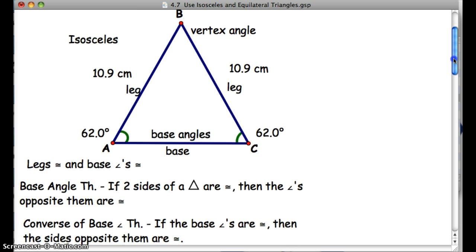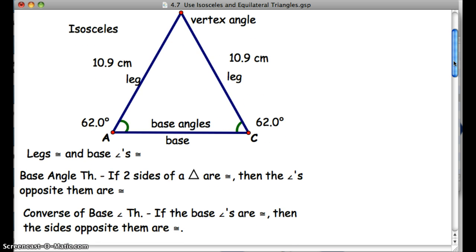Now, the isosceles triangle gives birth to two more theorems. The first theorem, the one that we could have used on our homework, is the base angle theorem. It basically says if two sides of a triangle are congruent, creating our legs here, then the angles opposite of them are congruent, or the base angles.